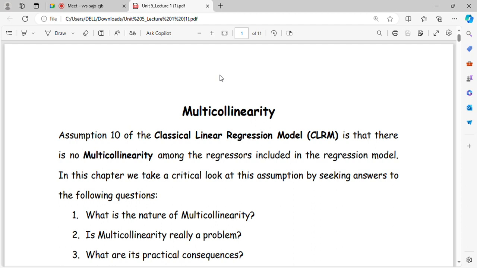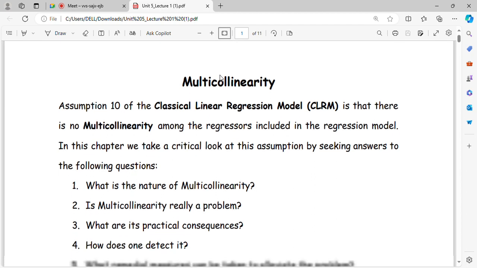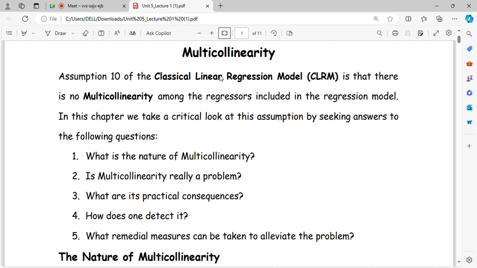In this chapter, we take a critical look at this assumption by seeking answers to the following questions. The first question is, what is the nature of multicollinearity? Is multicollinearity really a problem? What are its practical consequences? How does one detect it? And what remedial measures can be taken to alleviate the problem? So we will consider 5 main questions.